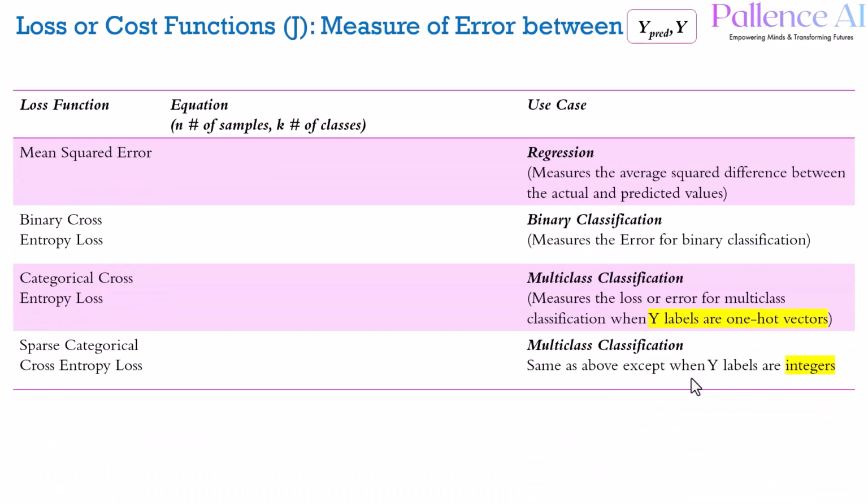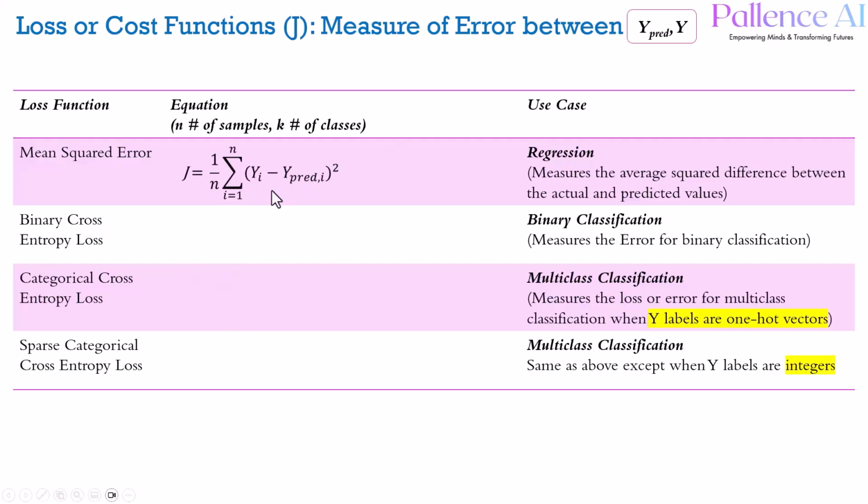Okay, so let's start with a very simple one. For regression, we have a loss function called mean square error. Again, when it comes to machine learning, we have regression or we have classification. So if you're dealing with regression problems, we can use a loss function like mean square error. This is also easy to understand. So this is the mathematical equation for mean square error.